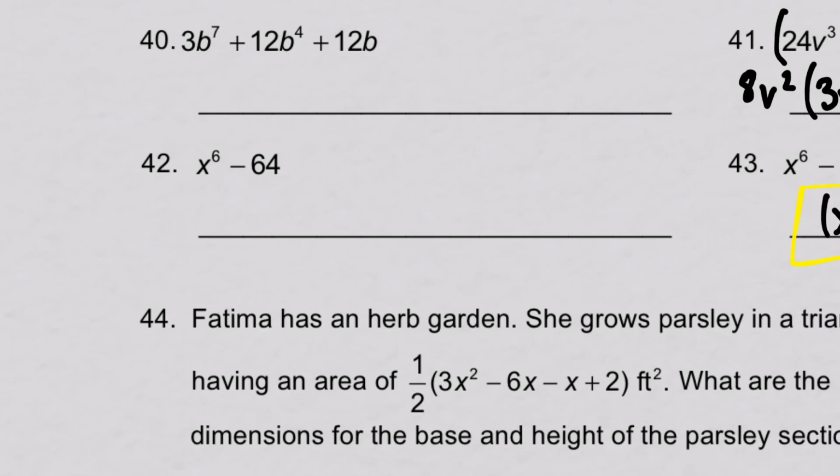Alright, so let's look at number 40. This is the one that I left till the end because it was going to be the most challenging of the four that we're working on right now. So it says 3b to the 7th plus 12b to the 4th plus 12b, and I need to factor it and simplify as much as I can. The first thing I notice is that all of them have a 3 in common and a b in common, so I can factor out 3b. You should be able to see that as well. When I factor out 3b from the first one, I get b to the 6th. In the middle term, I'm going to get 4b cubed.